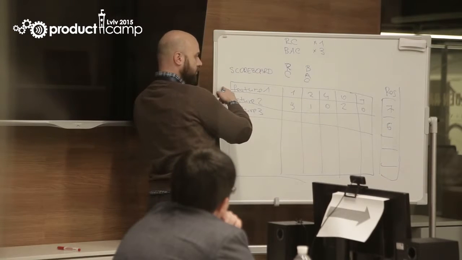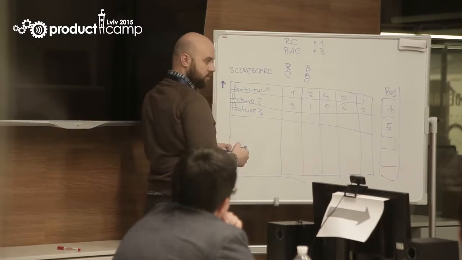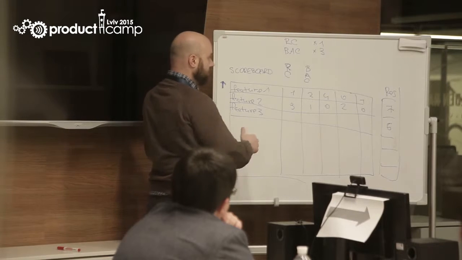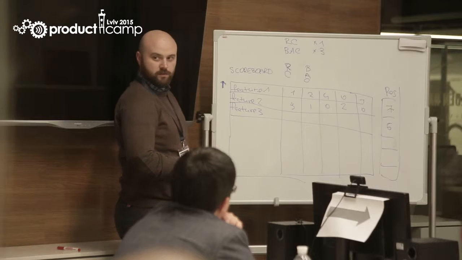So feature number 1 has high priority, and feature number 2. What's 1 and 3? 1 and 3? Yes. You should have multiplied, I think. Just multipliers, yes. Efficiency. Yeah.